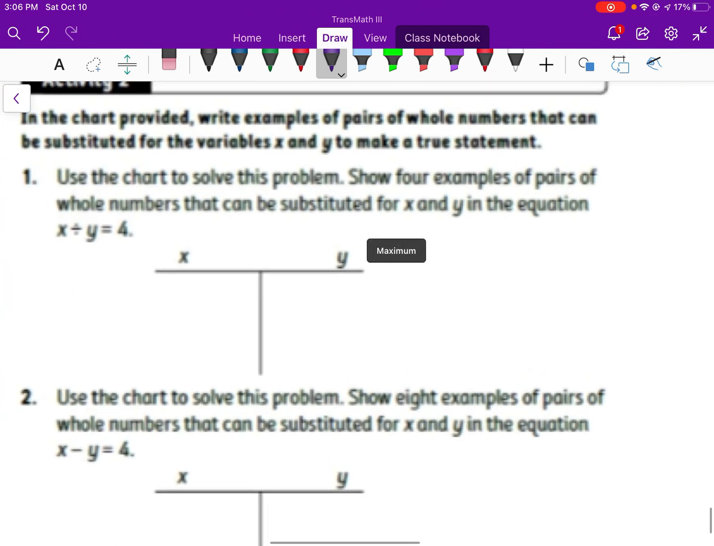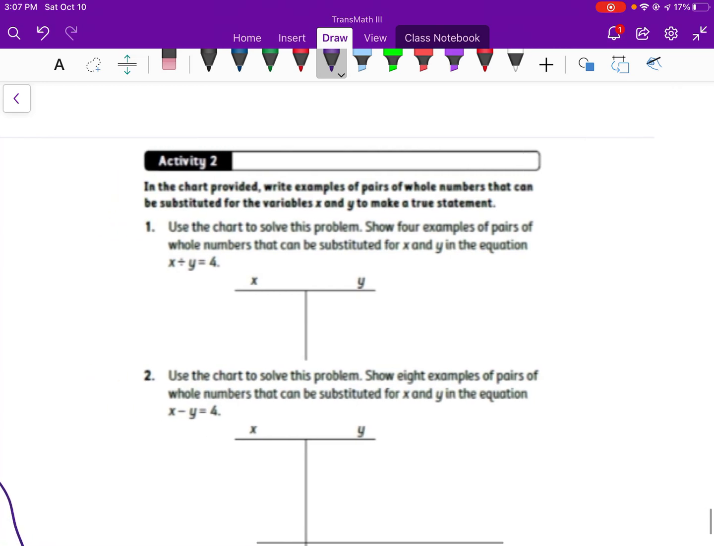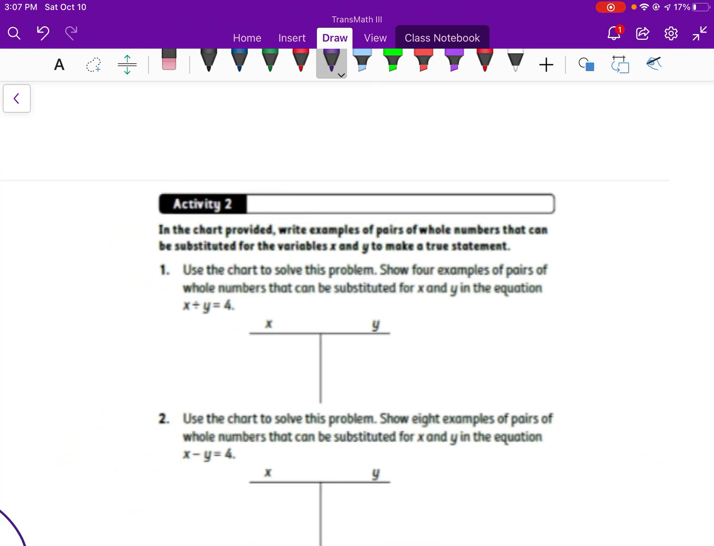Okay, so go ahead and let's do a chart actually. So x divided by y is equal to 4. Okay, we need to show 4 examples. So, and we're going to use whole numbers. So like, let's just say I'm going to set x equal to 4. Okay, 4 divided by what is 4? 4 divided by 1. 4 divided by 1 is 4.